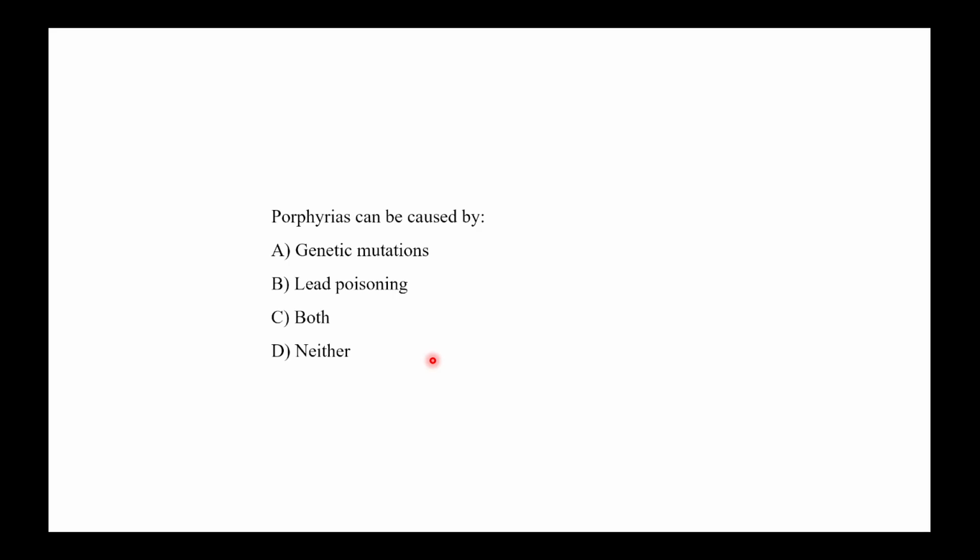Moving to the next question. Porphyrias can be caused by option A, genetic mutations, option B, lead poisoning, option C, both, or option D, neither.